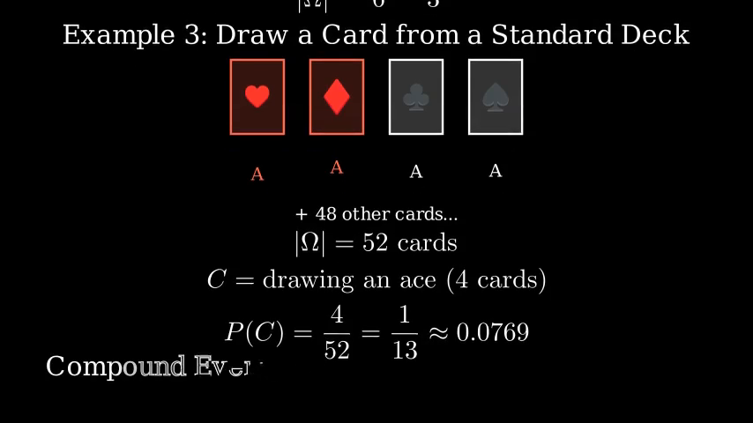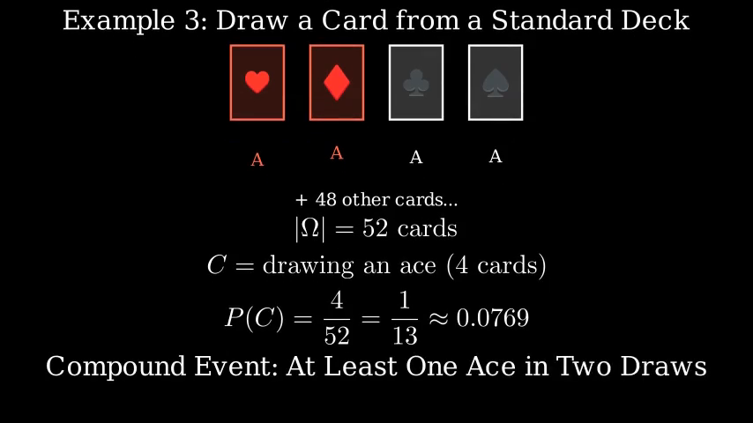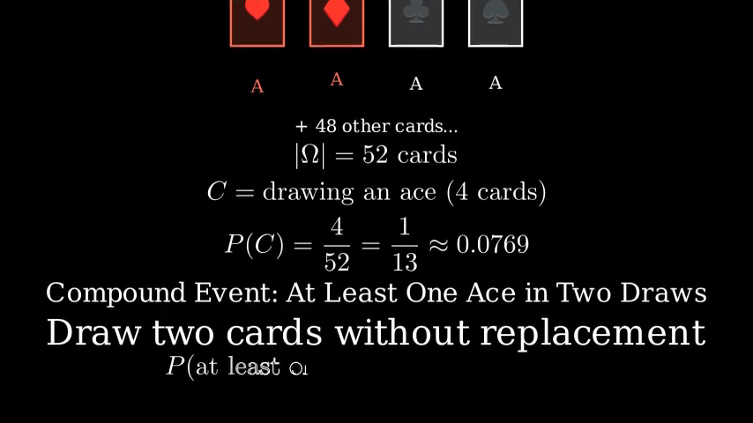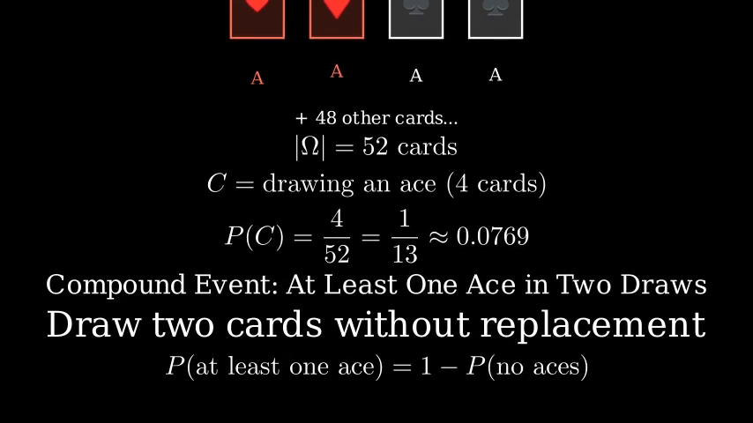0.0769. Now, let's examine a more complex example, finding the probability of drawing at least 1 ace when drawing 2 cards without replacement from a standard deck. We'll approach this using the complement rule of probability. First, we'll find the probability of drawing no aces, and then subtract from 1 to get our answer.